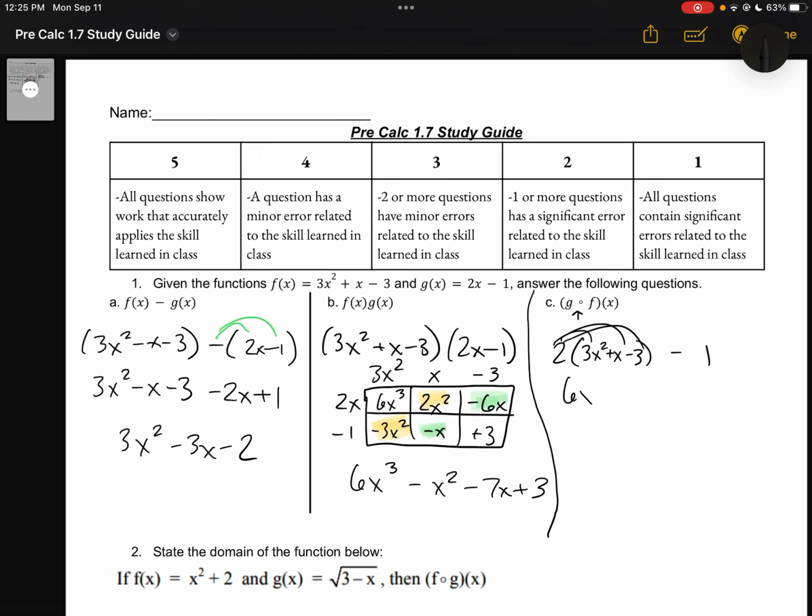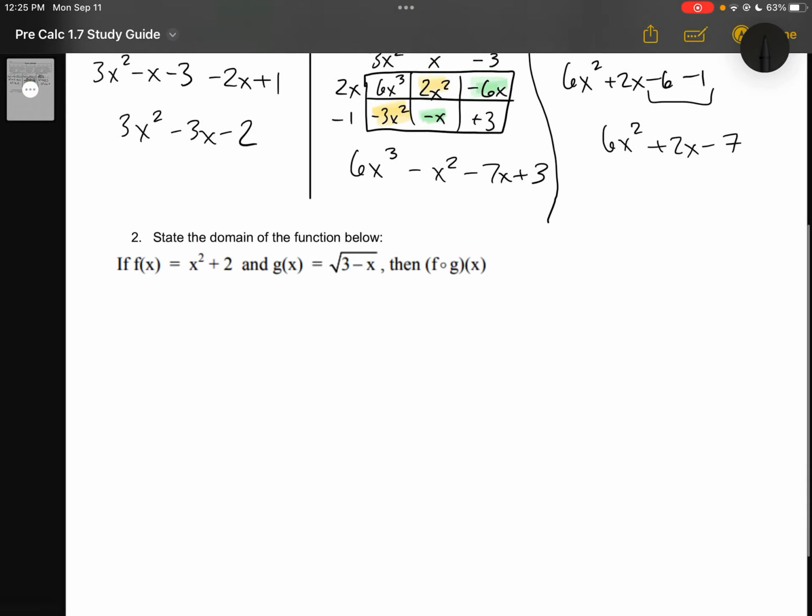So distribute in anything on the outside of the parentheses. And then any like terms go together. And that is it for our first question.